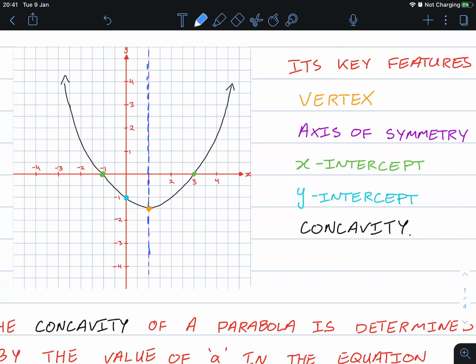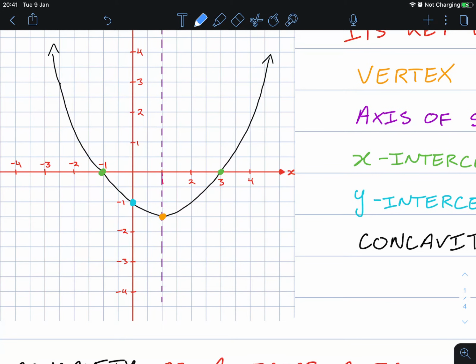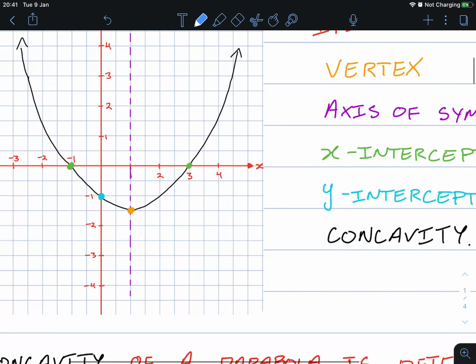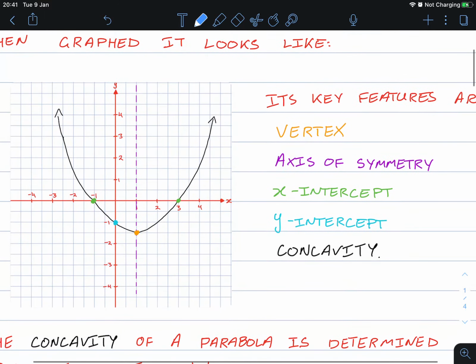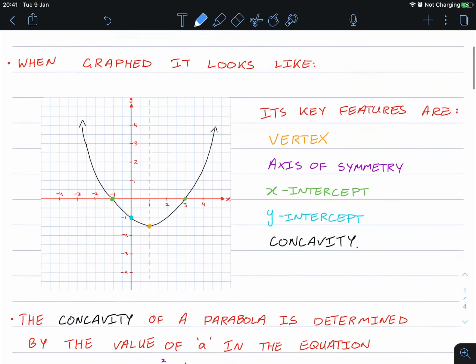It has the x-intercepts. It has at most 2 x-intercepts. X-intercept meaning that the graph crosses the x-axis. It crosses the x-axis at one point here, and it crosses one more time here. It crosses the y-intercept here, and we have this one last thing about concavity. We'll look at that in this little section here.